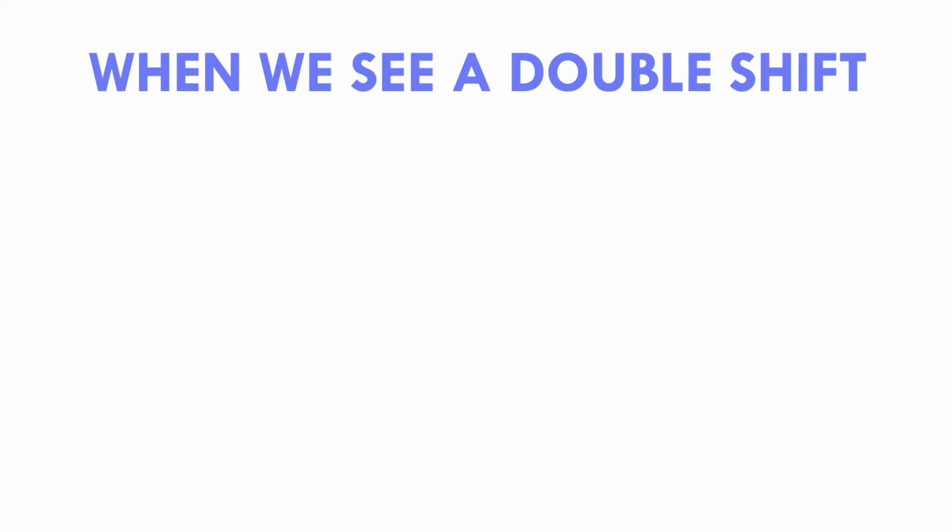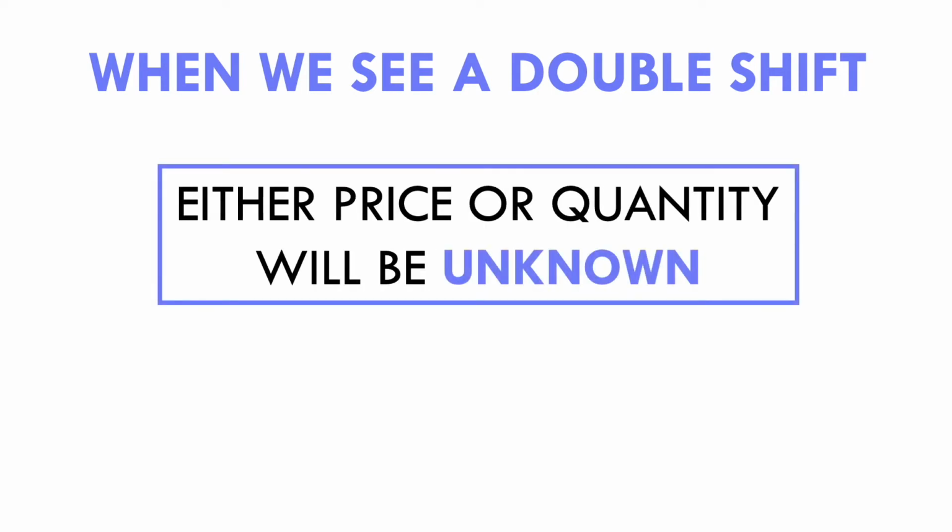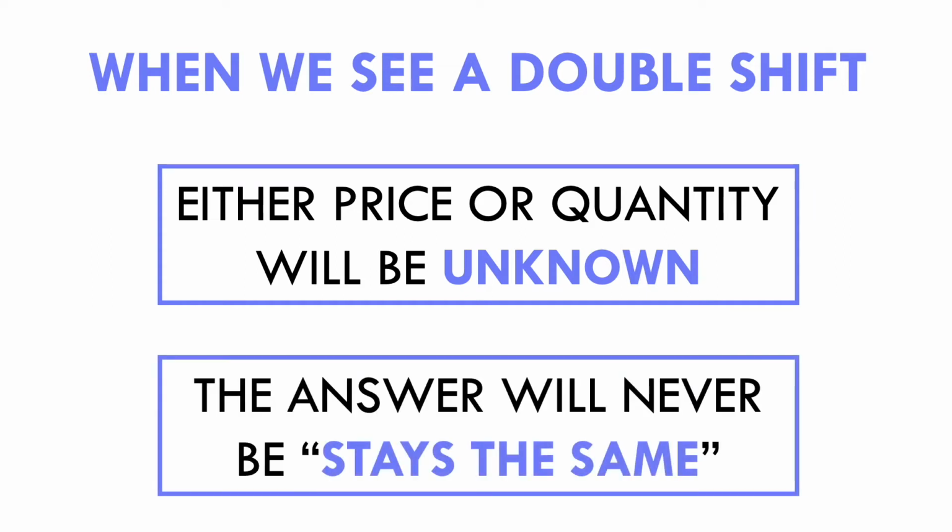Two rules that I want us to be aware of as we start looking at what happens when there's a double shift. What we mean by that is that at the same time our demand curve is going to shift and our supply curve is going to shift. So we're going to have a completely new equilibrium. But two rules that we need to know. Keep this in mind: either our price or our quantity is going to be unknown, and the answer will never be "stays the same." That might not make a lot of sense right now, but I promise you it will here in just a couple minutes.